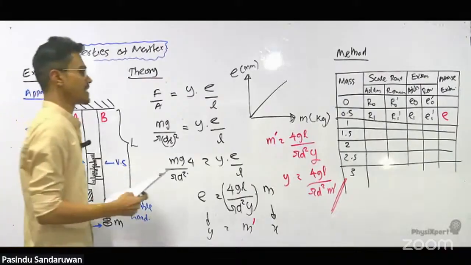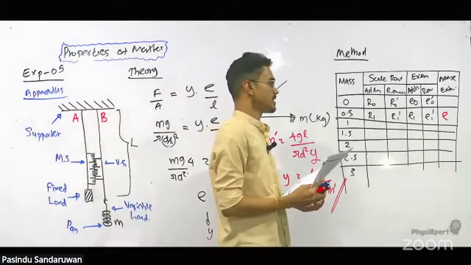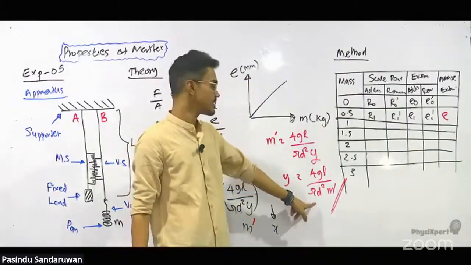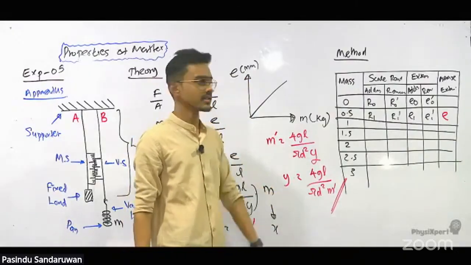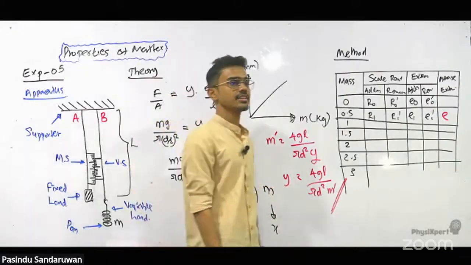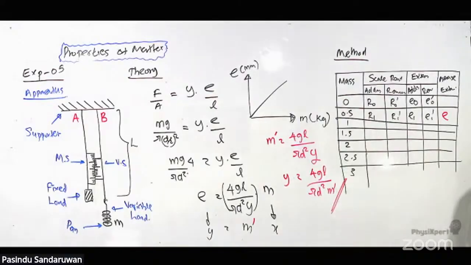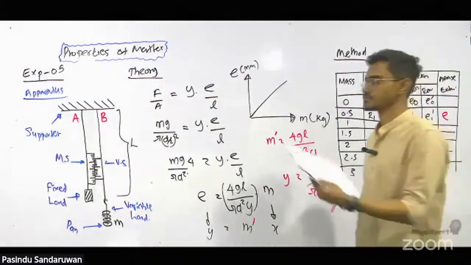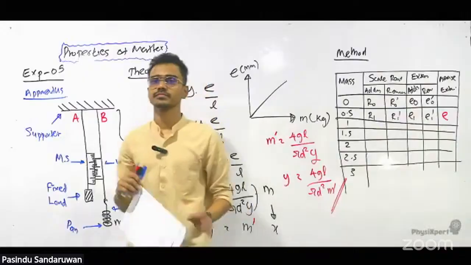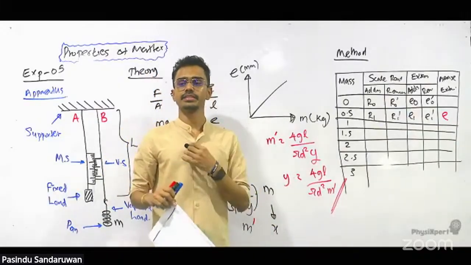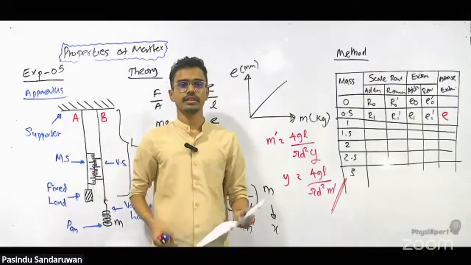Correct? How much measuring parameters? Somehow with diameter. Diameter also. Correct? Take the diameter.